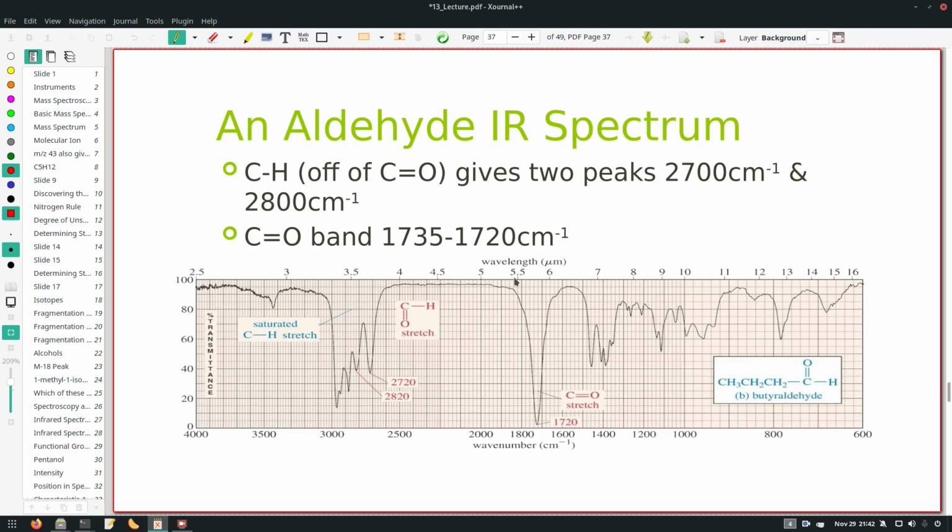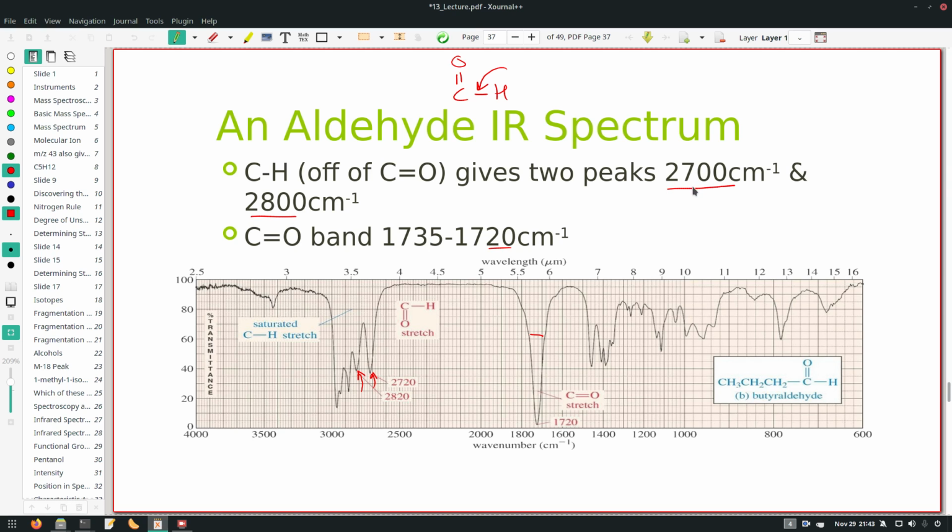Aldehydes can be close to that, but they can be as low as 1720 as well. Fortunately, though, an aldehyde is going to have something else that definitely tells the difference. Turns out that CH is not going to show up with all the other CHs like we were talking about and be clustered together. Because it's near this carbonyl, this CH vibrates differently, and it creates these two secondary peaks. And these are by far the best thing about aldehydes.